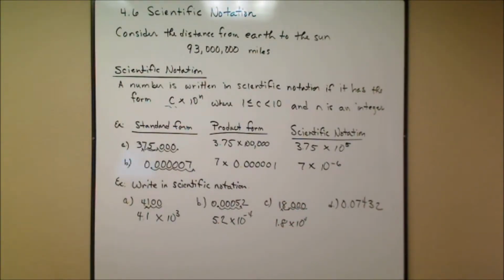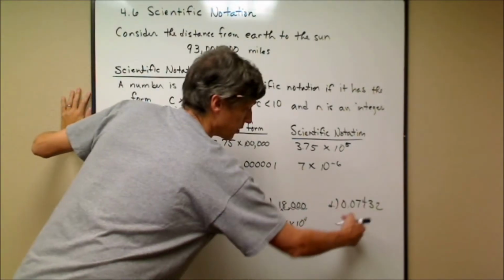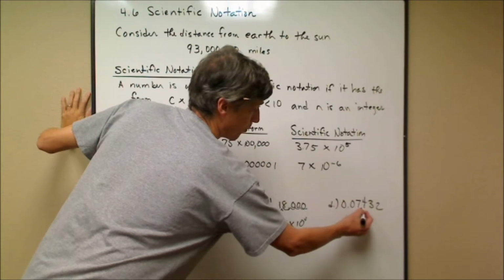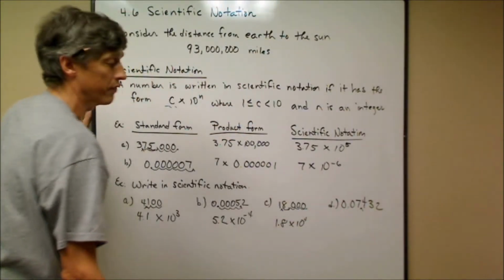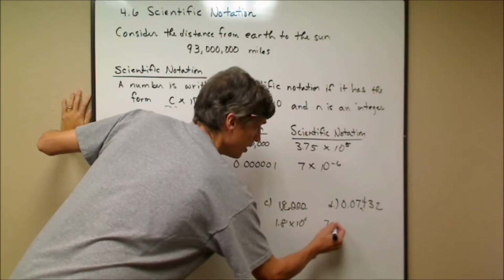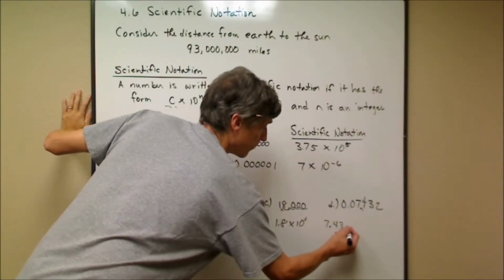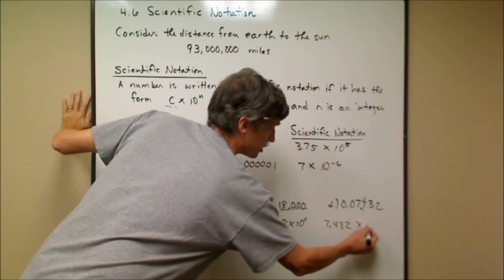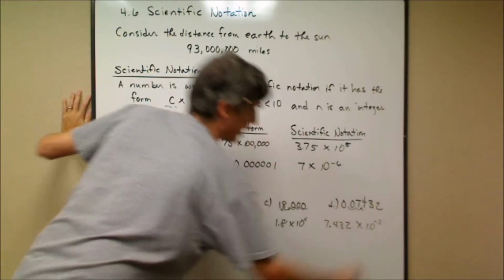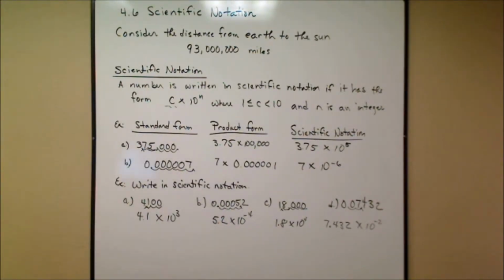And then my last example over there, I had some smaller numbers, so this is going to be a negative exponent. I'm going to have to move the decimal point from where it's at to between the 7 and the 4 to make this a number between 1 and 10. So this is 7.432 times 10 to the, it looks like 1, 2 places to the right, that will be a negative 2, because it's a small number, I need a negative exponent.